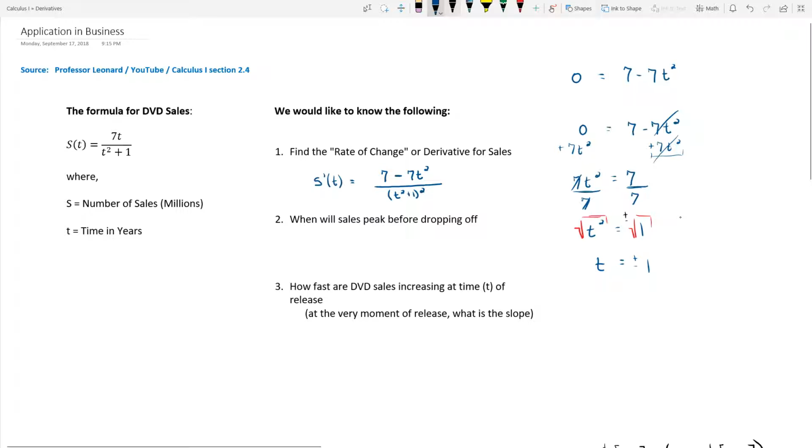Now, in business, of course, we're not dealing in negative 1 years, what happened 1 year prior to the release of this DVD in sales. What we're working with then is just the positive value 1. So the answer to the question, when will sales peak before dropping off, is that it will peak when t is equal to 1, or at 1 year from release.